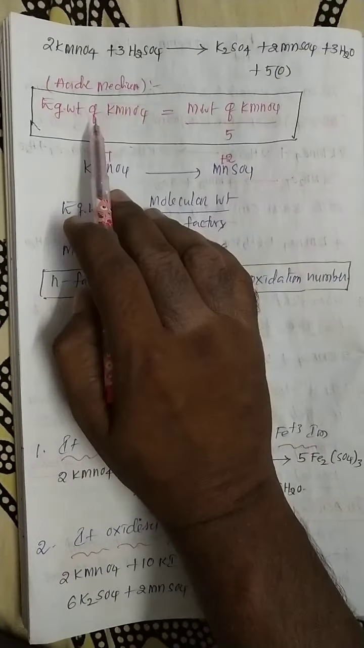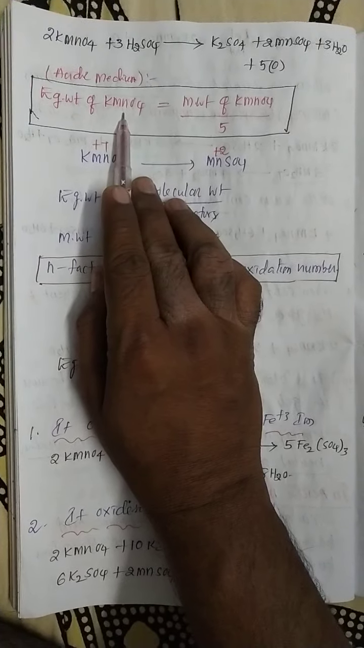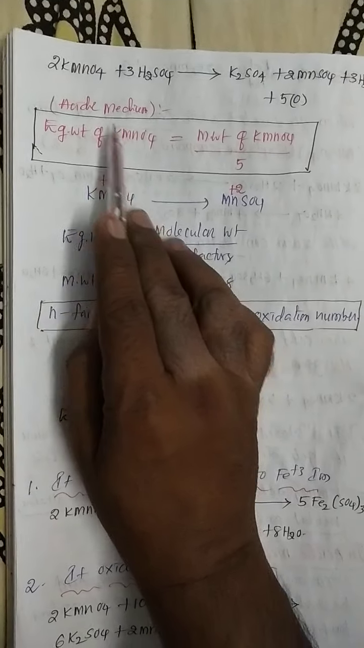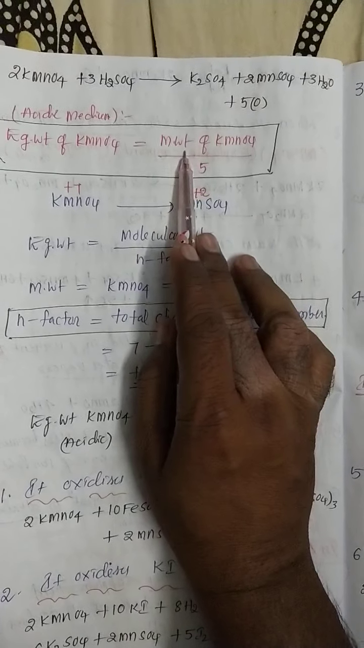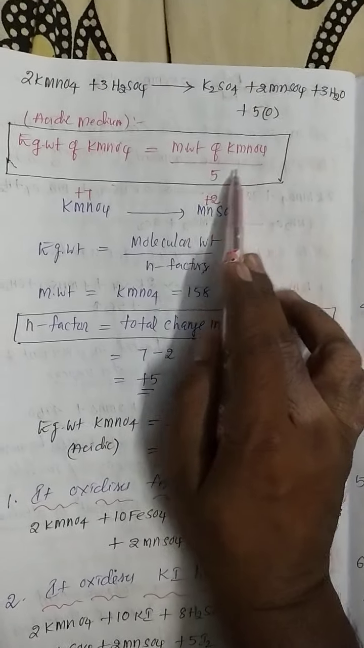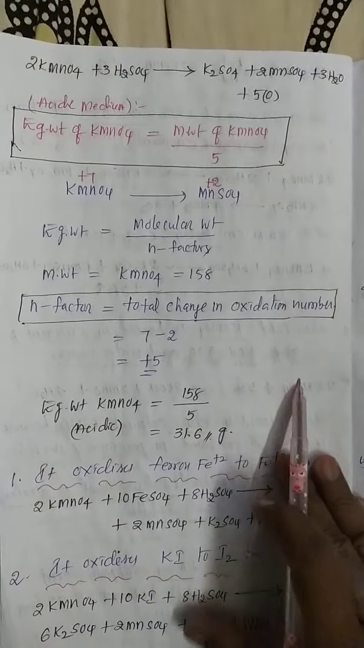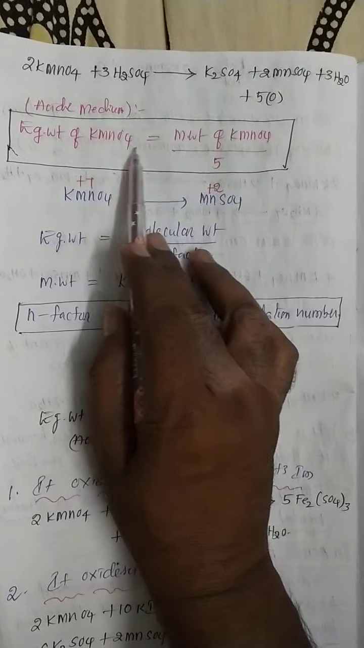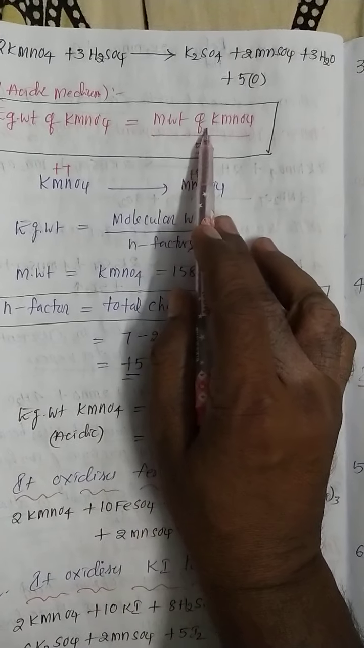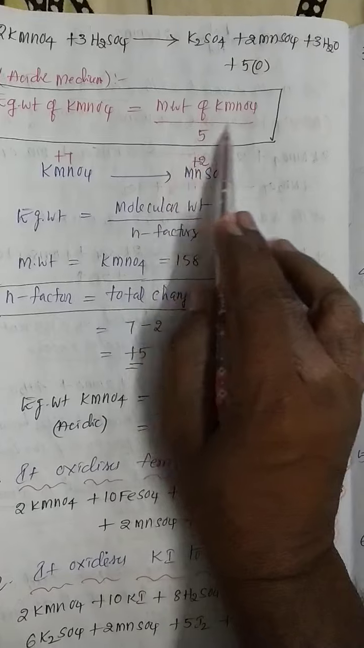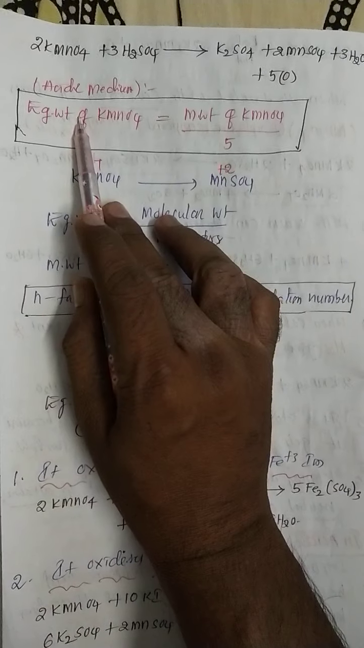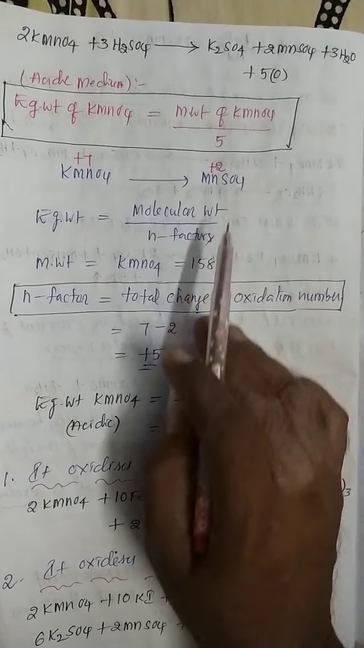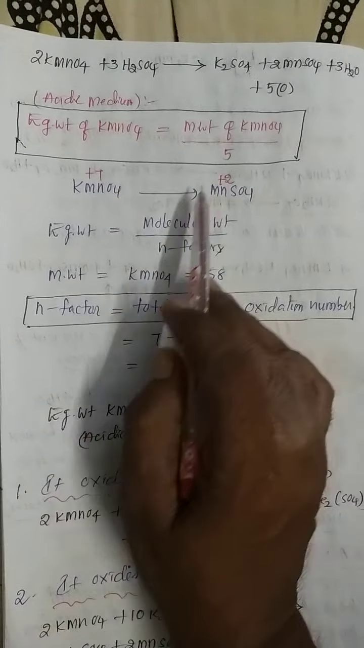See students, how to calculate the equivalent weight of KMnO4 in acidic medium. What is the formula? Equivalent weight of KMnO4 is the molecular weight of KMnO4 divided by 5. What is the 5 here? Listen very carefully. In acidic medium, equivalent weight of KMnO4 is equal to the molecular weight of KMnO4 divided by n factor. In acidic medium, the n factor value of KMnO4 is 5. So see here how to calculate the n factor value.